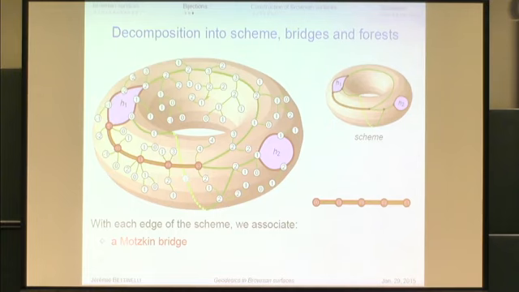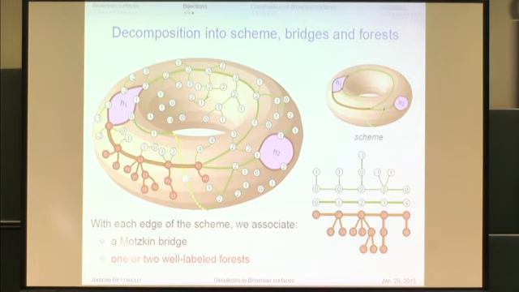And then you have a forest on the left of this edge and another forest on the right of this edge. So every edge of the scheme will correspond to a sequence of labels and a forest to the left and a forest to the right. Or maybe just one forest if you are looking at an edge bordering a hole, because there is no forest inside the hole. So it's always some path and one or two forests. And the forests have labels inside them. The vertices are labeled.